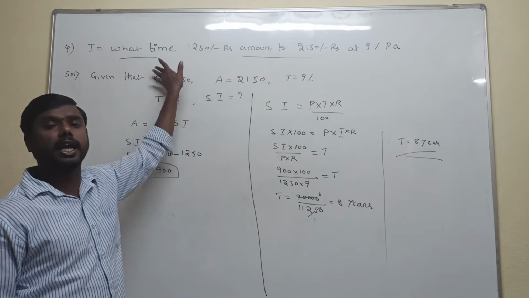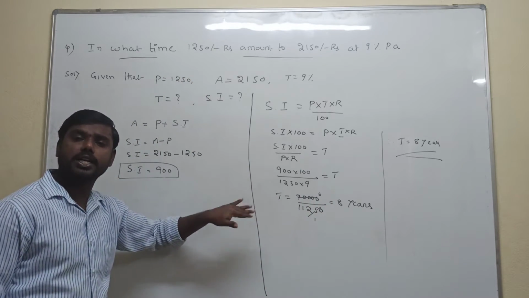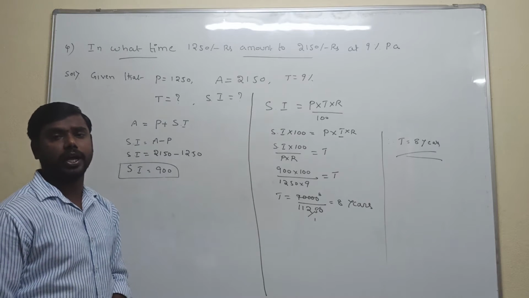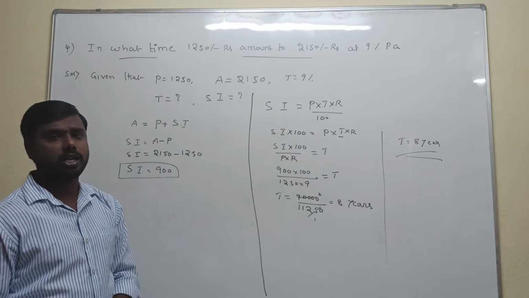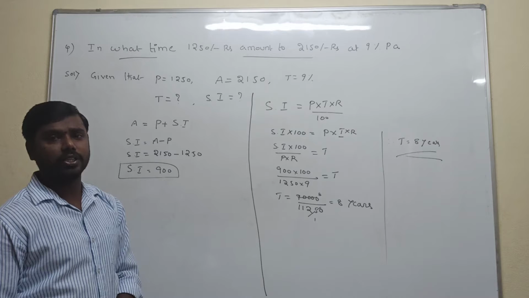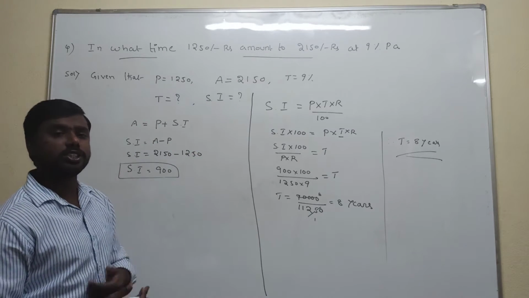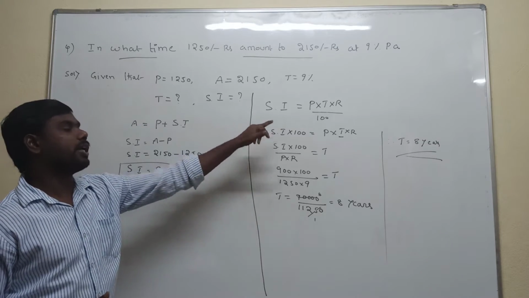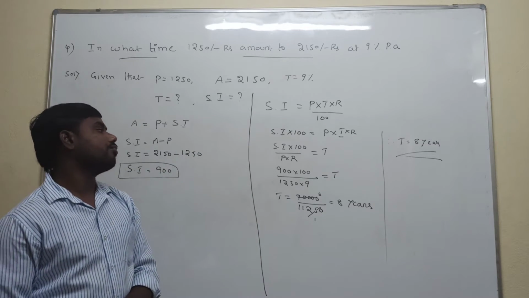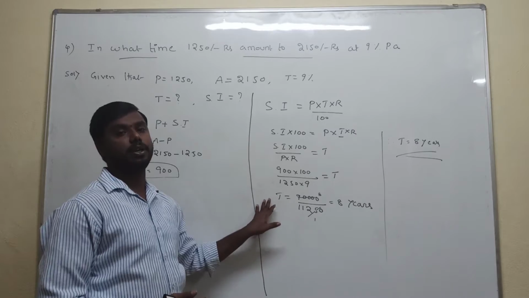We are asking to calculate time. That's why we are calculating time and simple interest. Is it clear? Everyone understood how to find T? First we need to calculate simple interest. Whenever we get simple interest, we have to apply the simple interest formula. Finally we get the time T value.